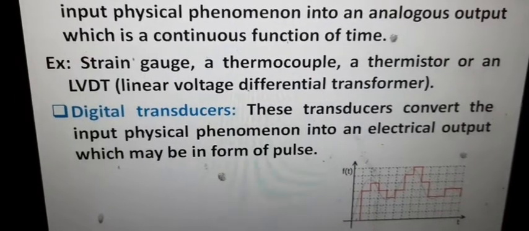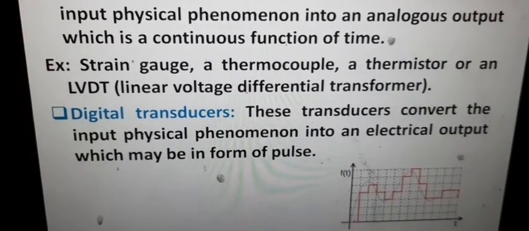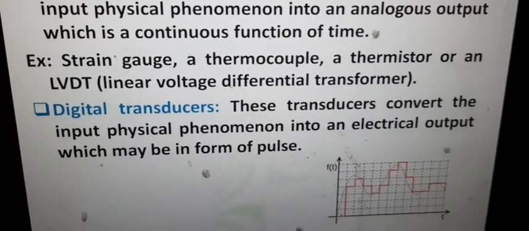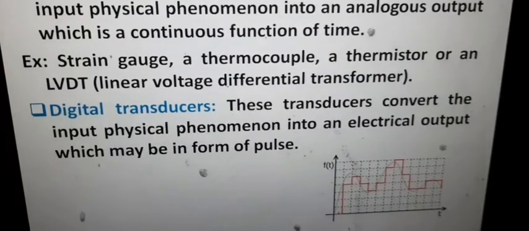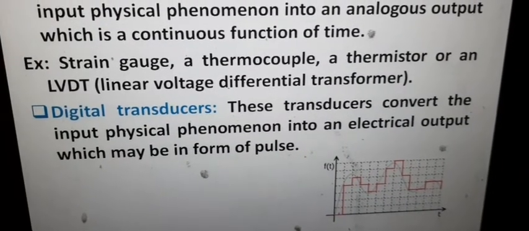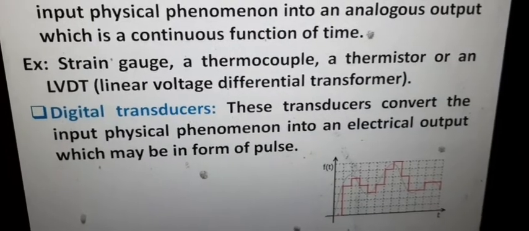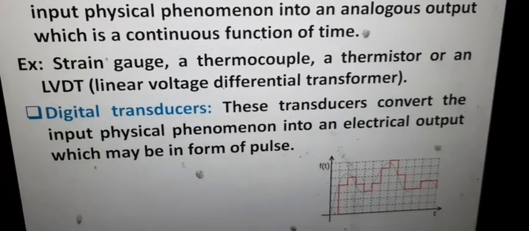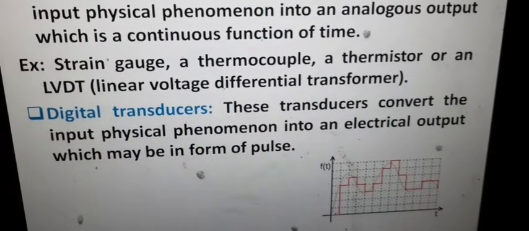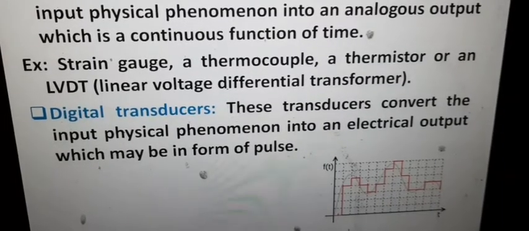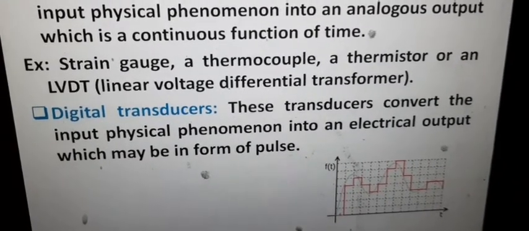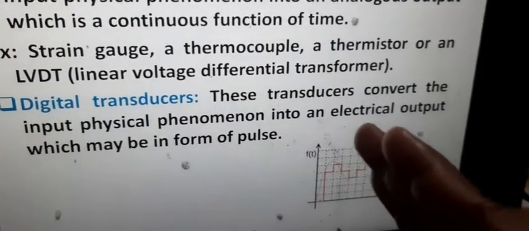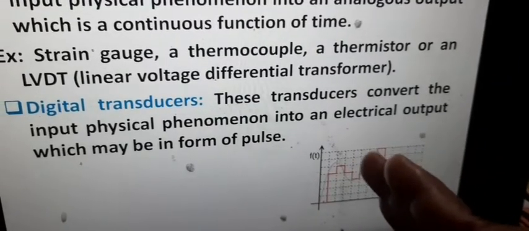In your life you have seen the analog or digital type watch. So here in the analog type watch, what happens is that the pointer which shows the time moves continuously. But in the digital watch, it shows the time like a pulse. Suppose it's 11 am, then 11:01, then 11:02, like this. So in the red graph or curve, you can see it is a digital output. It is giving the output in the form of pulse.